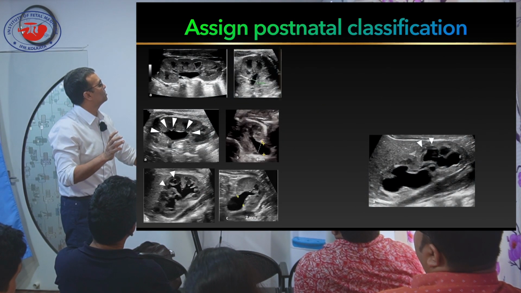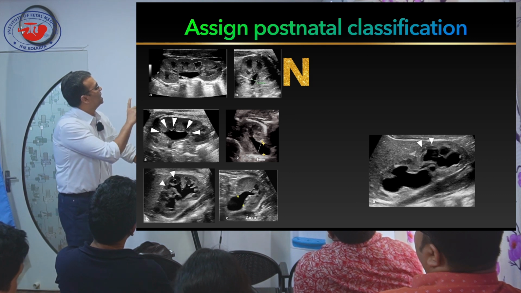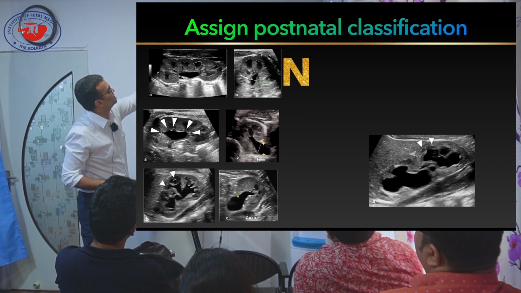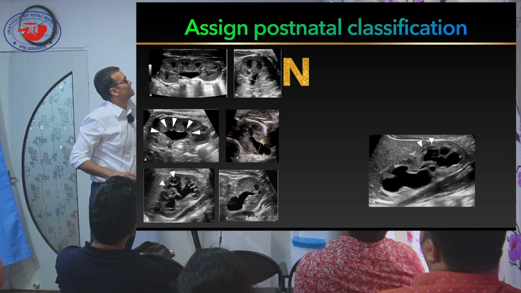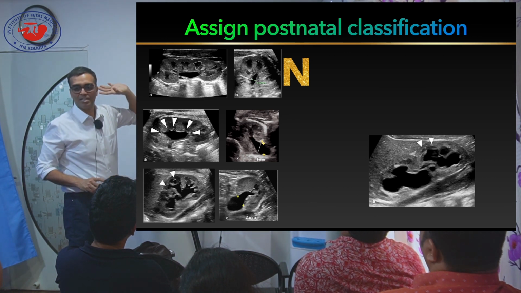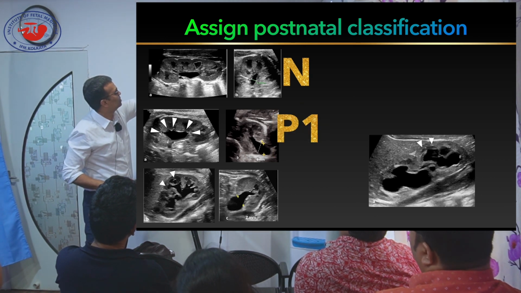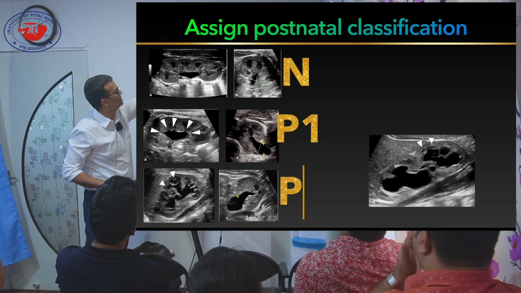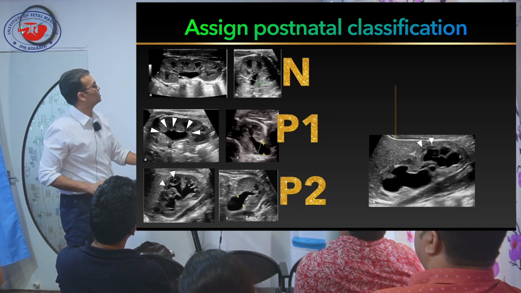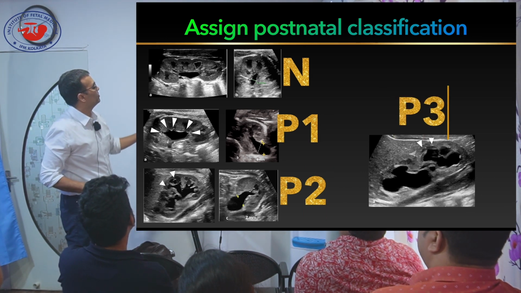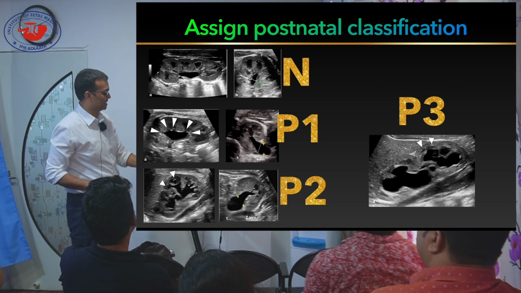Now these are the postnatal classification. This is normal because this renal pelvis is just 4 millimeter, and these are not calyceal system, these are medullary pyramids. Now if you look at this, there is renal pelvis, and then from the renal pelvis is the central calyceal system. So this is P1. Now from central calyceal system it is going inside, so this is peripheral calyceal system.